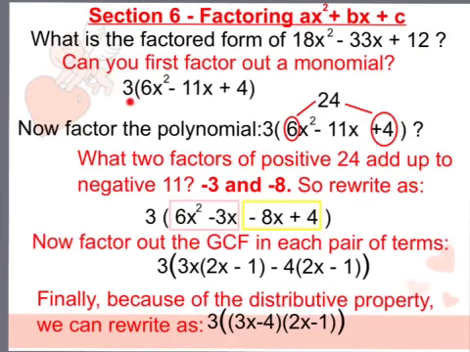So we can first factor out a 3. But then there's still the a term is greater than 1. So we still have to use the eyeglass method. But now the 3 is just going to stay in front this whole time. So 6 times positive 4 is positive 24.